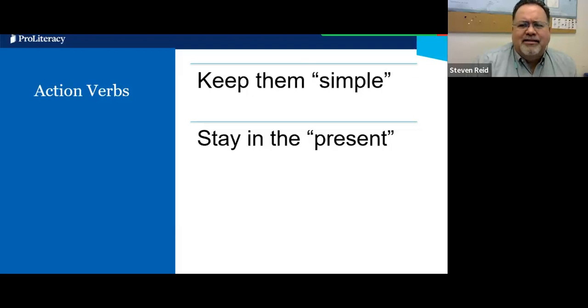Also, stick with the present. Jumping into the past can get a little complicated because we have a great many irregular verbs and things get a little wonky. And so keep them simple and stay in the present is the best place to start as you get moving. Those other things are going to come up later. But for now, as you're getting started, present simple is the place to stay.